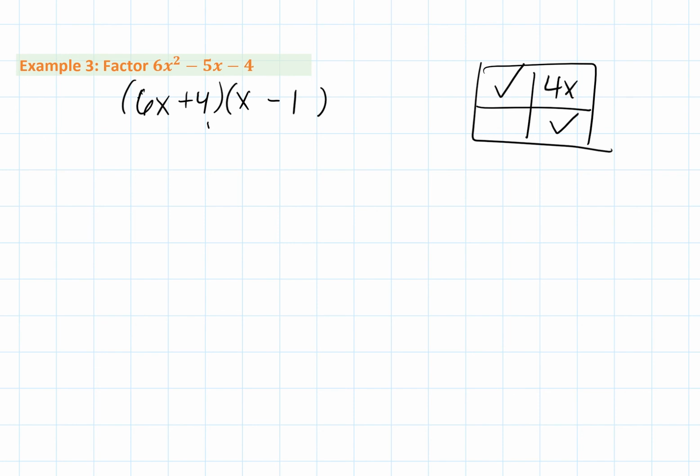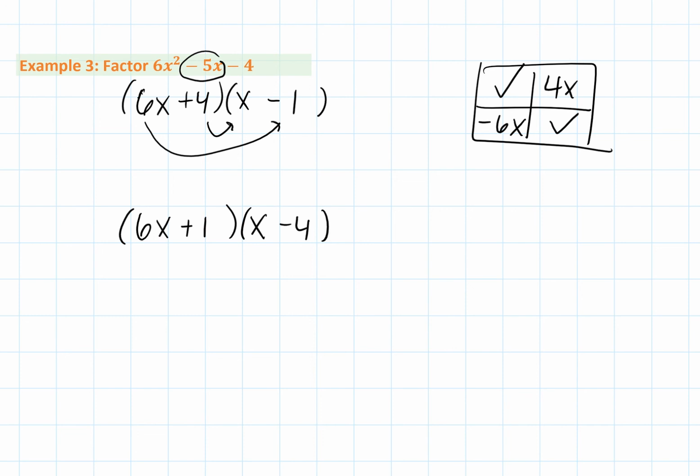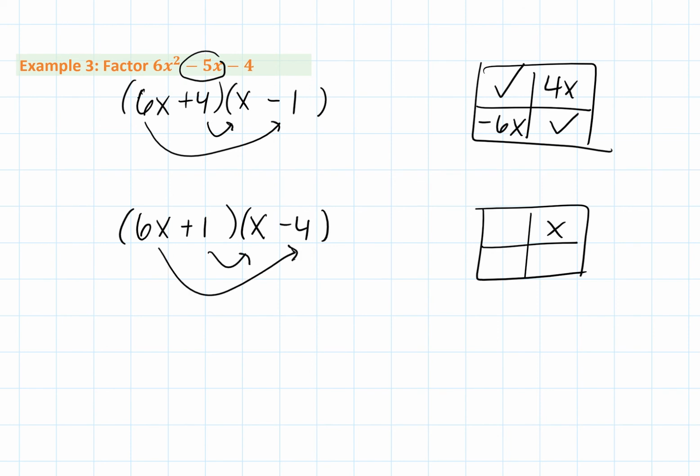I would get 4x and I would get negative 6x. But those add up to negative 2x, not this negative 5x. Okay, let's try something else. Maybe I'm going to try 6x and x again. Maybe this time I'm going to try a positive 1 and a negative 4 here. I'm switching the order of the 1 and the 4. Let's check it out. I would get x here. I would get negative 24x. That doesn't work.